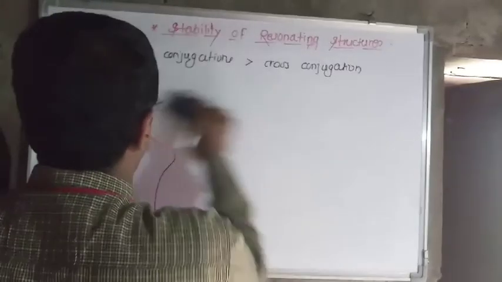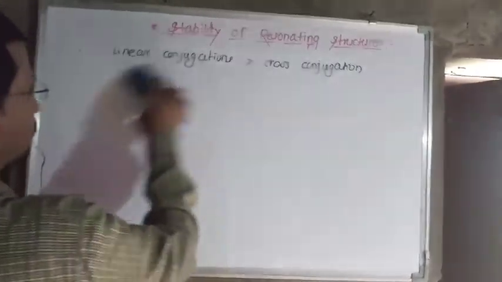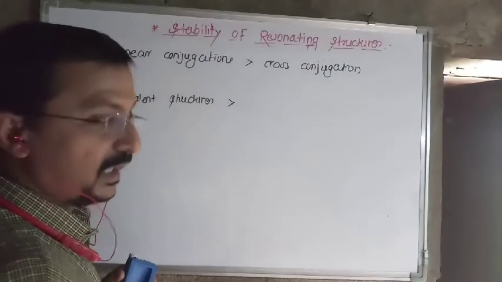Then next, if you consider the resonance structure with equivalent structures, जर असतील तर इक्विव्हॅलंट स्ट्रक्चर्स आर ऑलवेज मोर स्टेबल दॅन अदर्स केसेस.